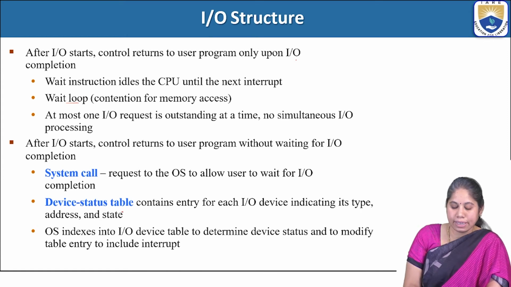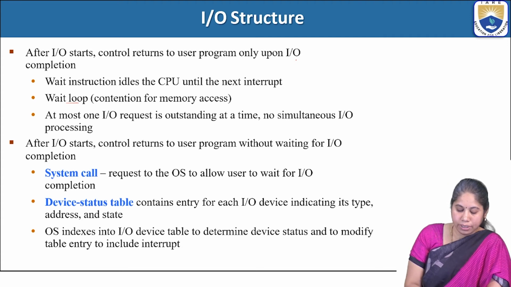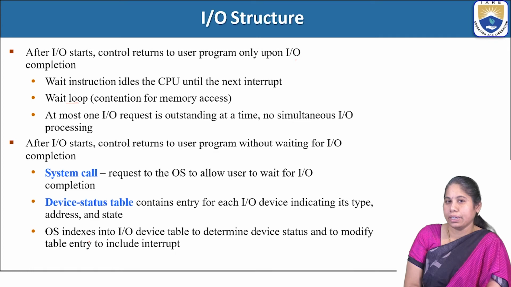Another thing is the device status table. This table contains information about the status of the devices, indicating its type, address and state. The state is whether it is in a process, ready, running or idle state, which we are going to study in later chapters in the process diagram. The OS indexes into the I/O device table to determine device status and to modify the table entry to include the interrupt.